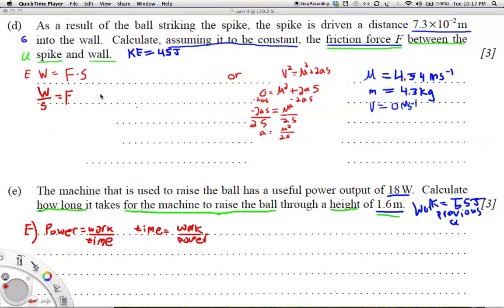Okay, this is part 4 of question 2. As a result of the ball striking, the spike is driven a distance of 7.3 times 10 to the negative 2 meters into the wall. Calculate, assuming it to be constant, the frictional force F between the spike and the wall.